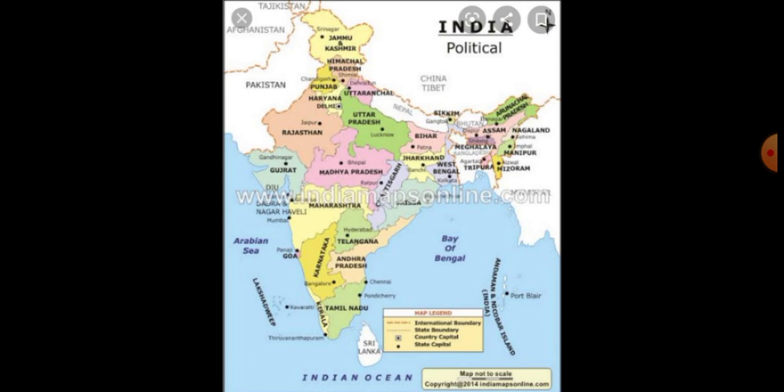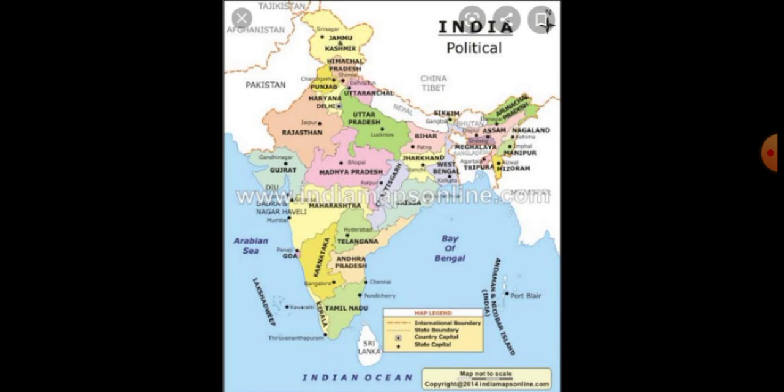Then the third question is, how many states are there in India? The answer is 29. There are 29 states in India. Before that, only 28 states were there. But at present, there are 29 states.